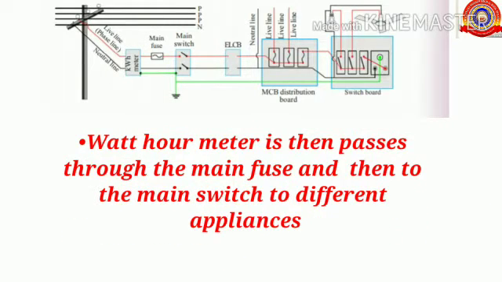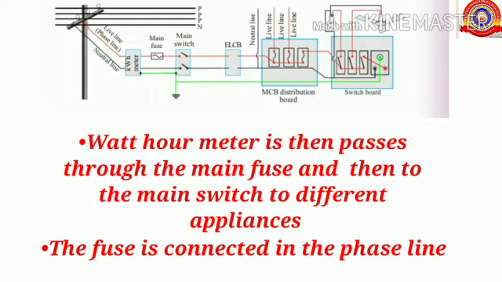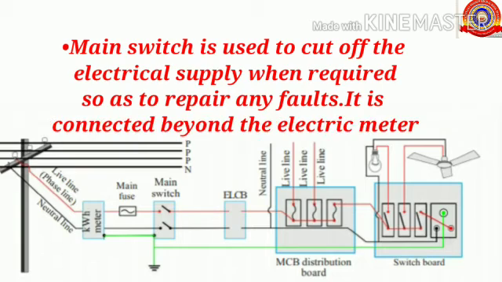The watt hour meter then passes through the main fuse and then to the main switch, to different appliances. The fuse is connected in the phase line. Phase line is the line which electricity passes through, so it is also called live line.